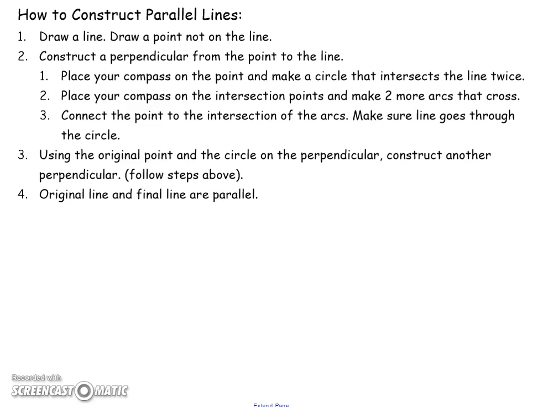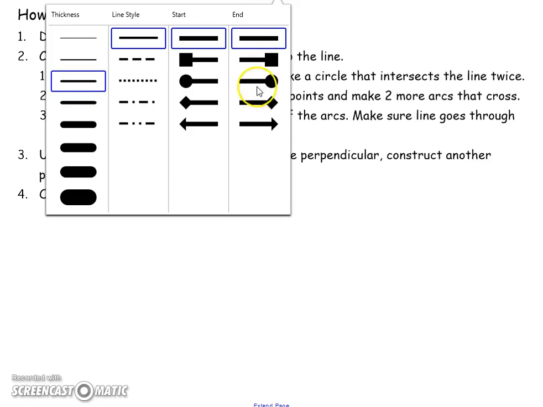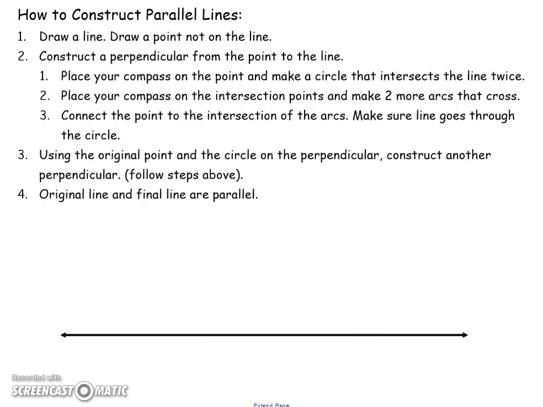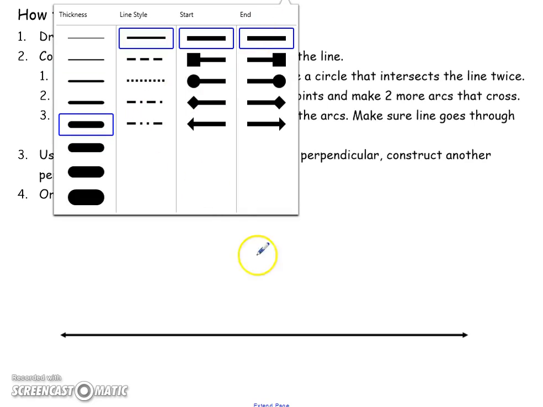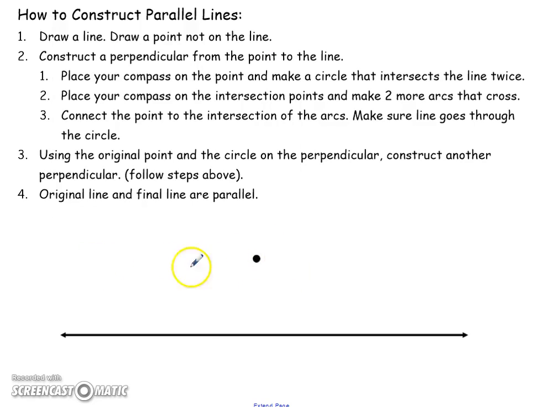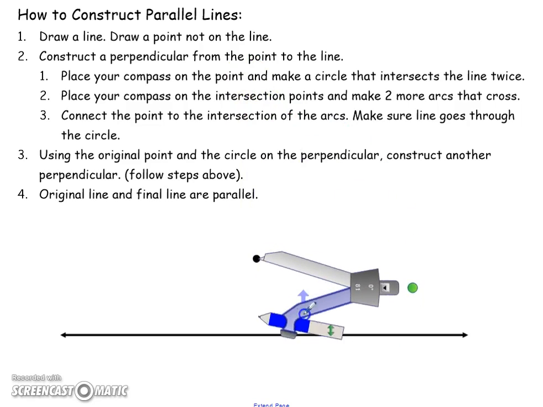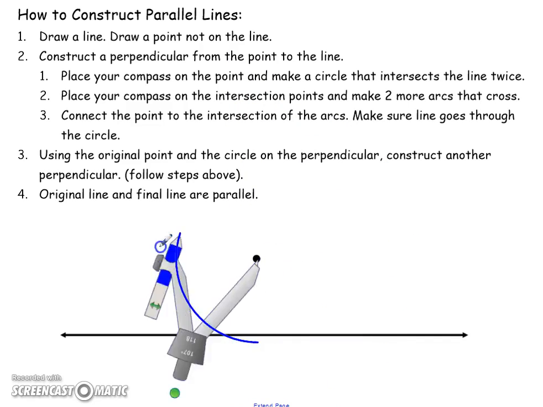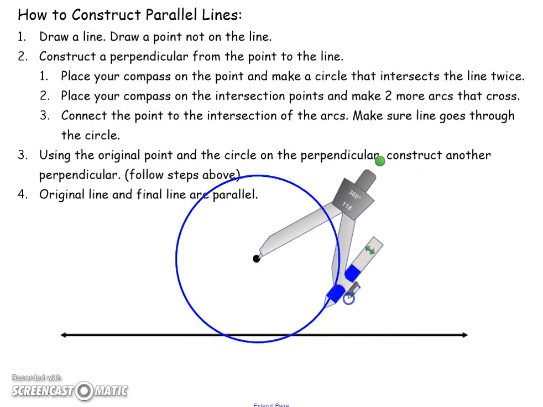Parallel lines are similar to perpendicular lines. So I'm going to start with a line again. And I'm going to place a point that is not on my line. It could be on your line if you wanted to, but I want the parallel to go through that particular point. And then I'll grab my compass and place it on the point just like I did before. Stretch my pencil so that it goes across the line. This time I will make a full circle, however, so I have enough room to make my parallel.